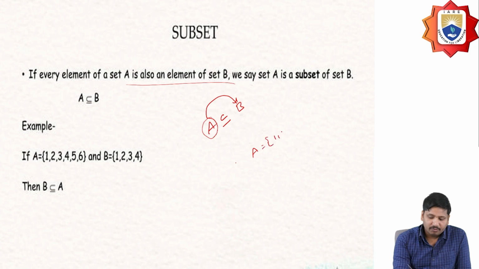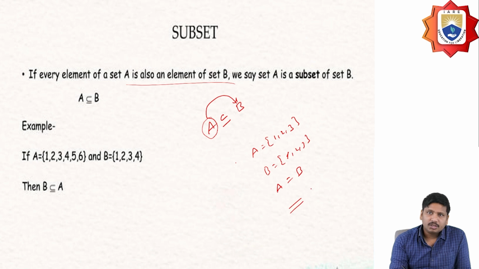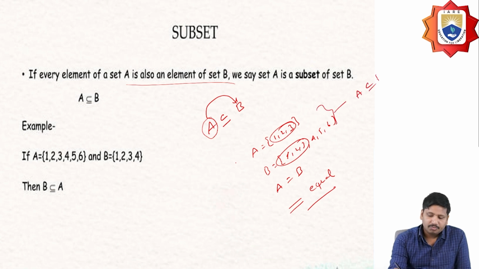If A is the set 1, 2, 3 and B is equal to 1, 2, 3, then I can write A equals B. That means both sets are equal. Suppose the elements of B are 1, 2, 3, 4, 5, 6. The elements of A are also present in B, so at that time I can write that A is a subset of B.